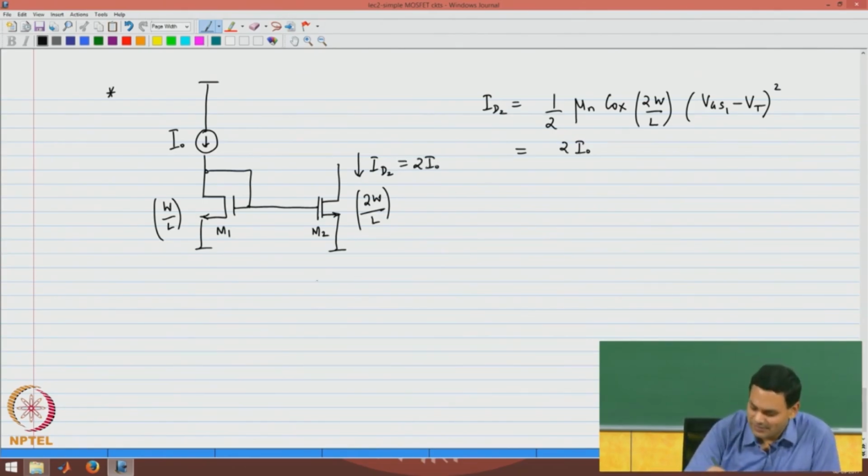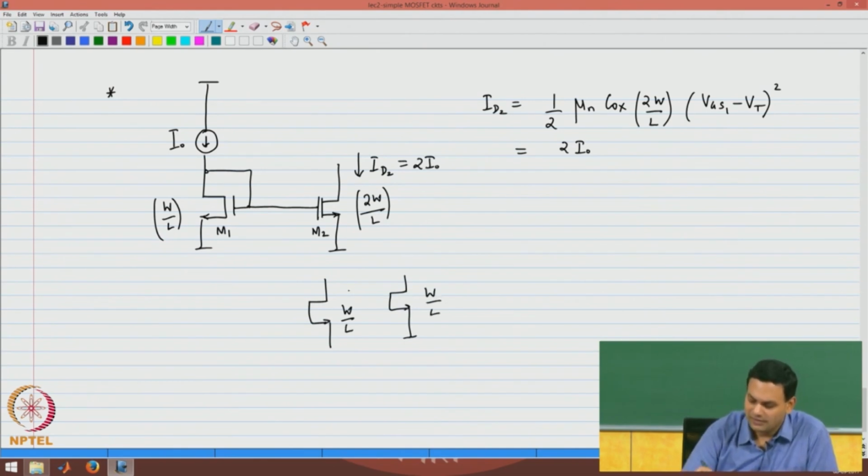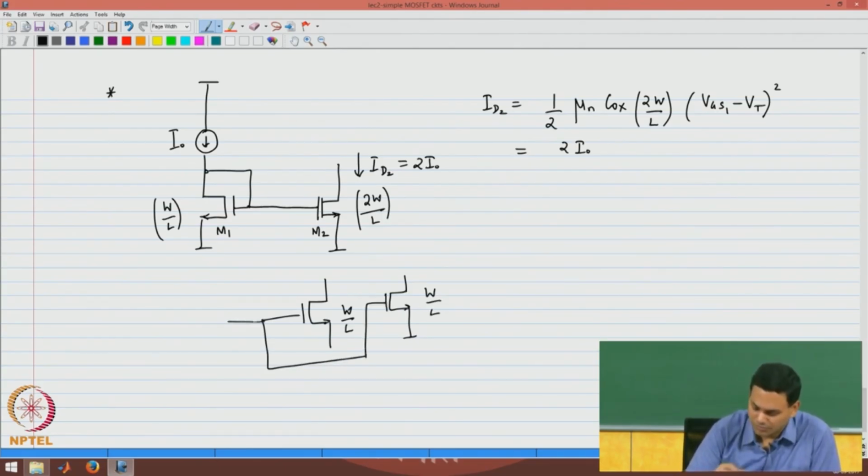This is exactly the same as putting two devices in parallel. Please note that. If I put two devices of width W in parallel, that will give me the same effect, because each of these has a current I0 and the total current is 2 I0.